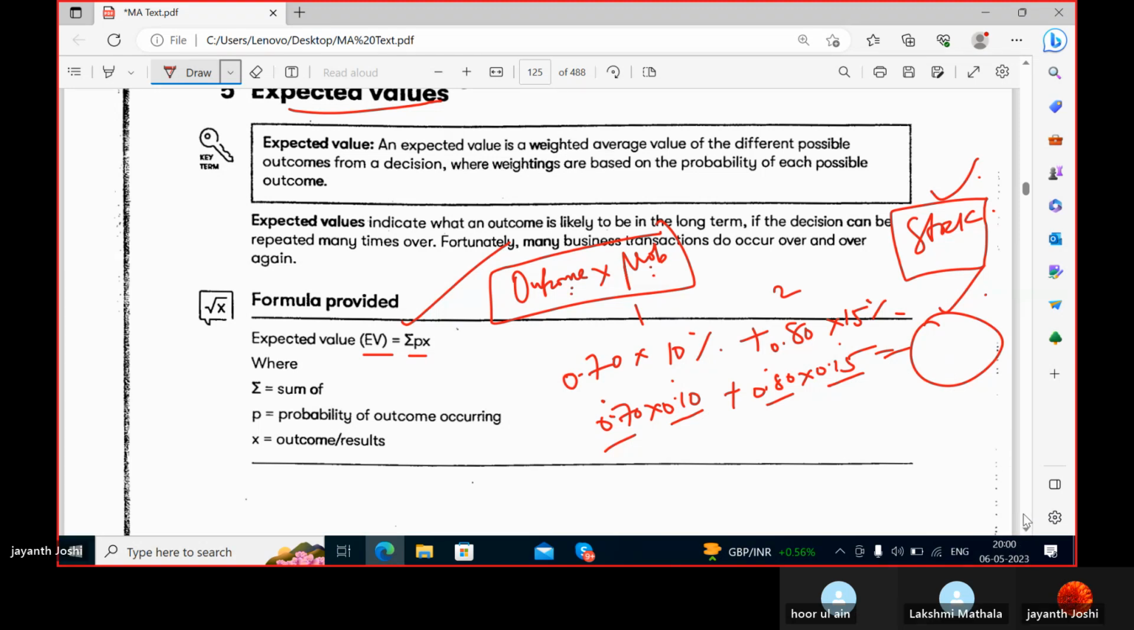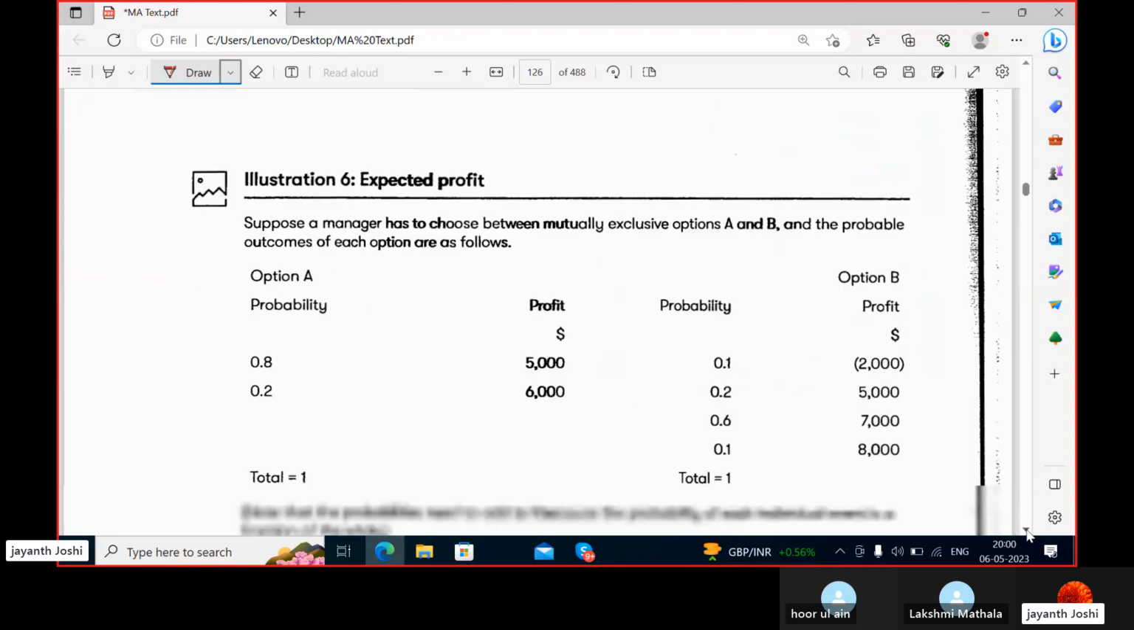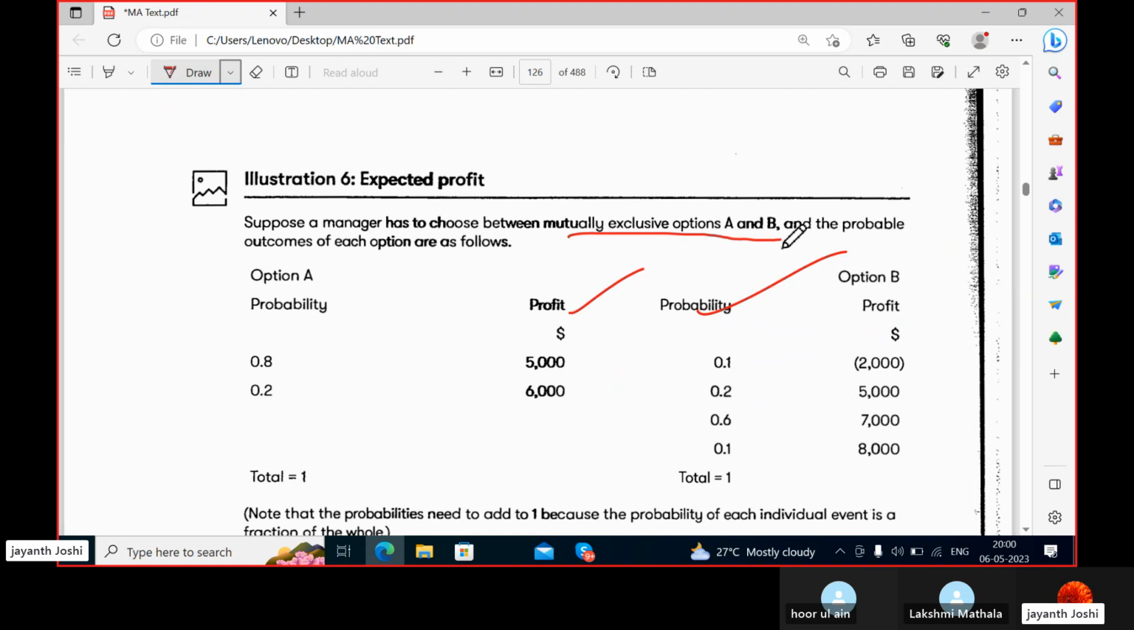Yes, sir. Yeah, so now we will do a question on expected profit. Here are the profits and here are the probabilities. And there are two options we are considering. Suppose a manager has to choose between mutually exclusive options A and B. Mutually exclusive means you can take only one out of two. You cannot take both of them. Either you have to pick option A or option B, and the probable outcomes of each option are given here.